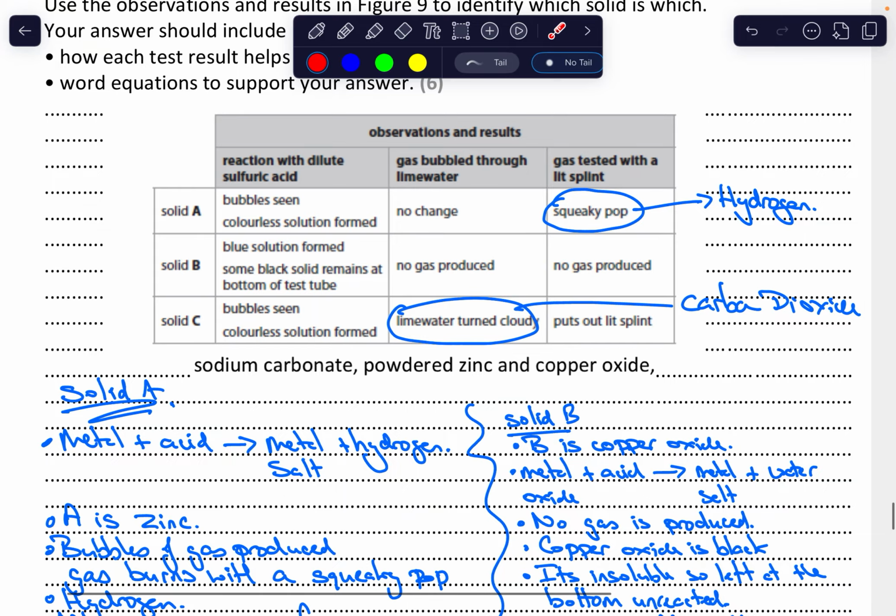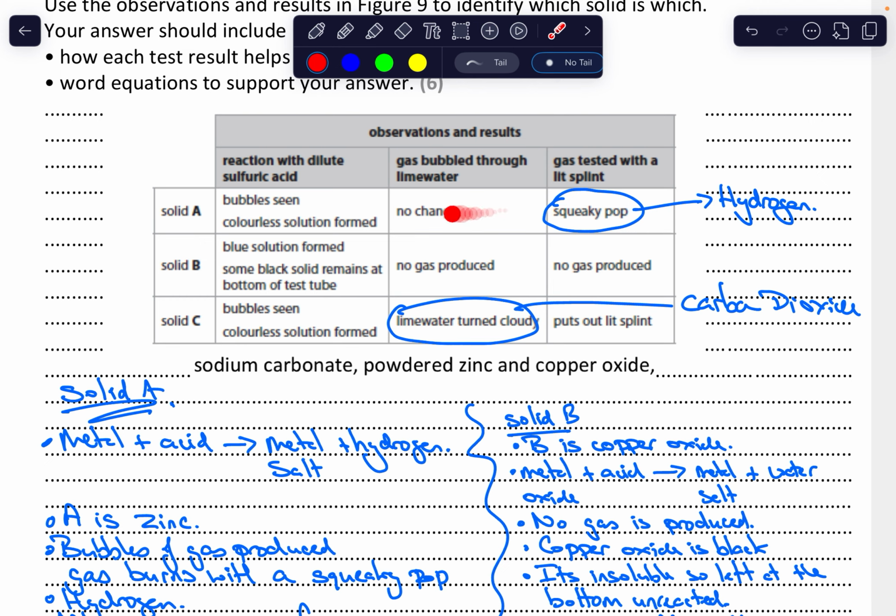Okay, so solid A, we have got it reacting with an acid, and it's producing bubbles, which means it's making a gas. But the gas doesn't affect lime water, so the gas is not carbon dioxide. But when it's tested with a lit splint, the gas burns with a squeaky pop. So because it burns with a squeaky pop, this means the gas is hydrogen.